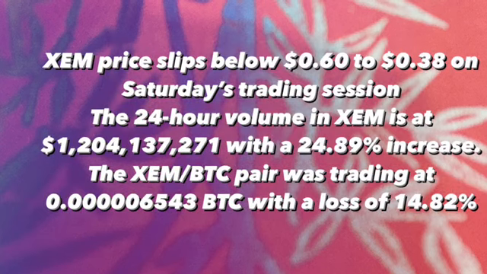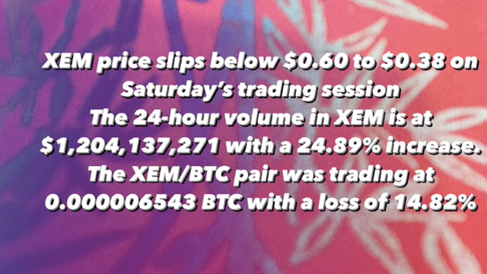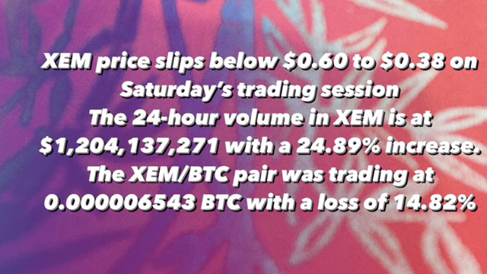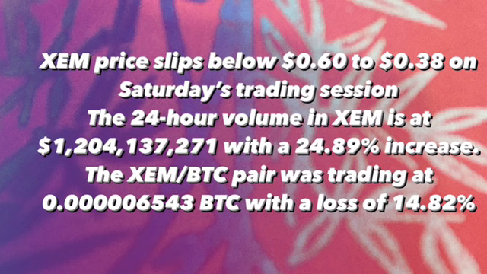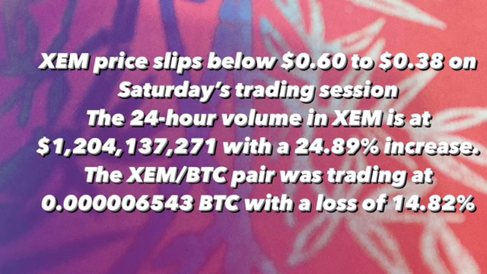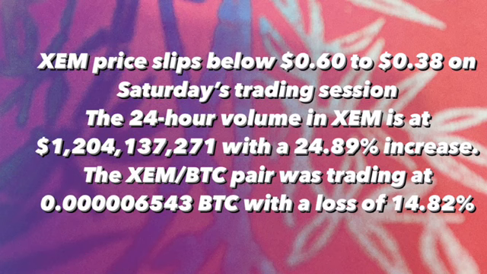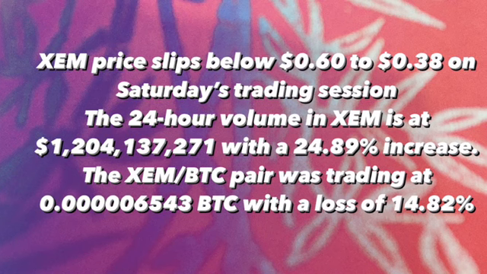SEM price slips from 0.6 US dollar to 0.38 US dollar on Saturday trading session. So in the 24 hours, the SEM had a 24.89% increase. The SEM per BTC pair was trading at 0.000006543 BTC with a loss of 14.82%. So for the 4-hour technical chart of the SEM price, the project has a downtrend.